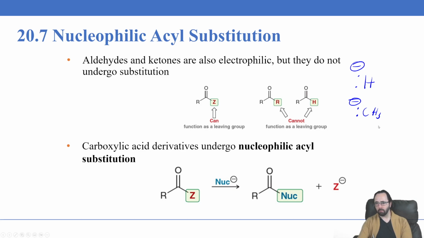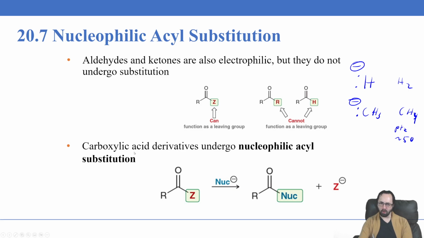And their conjugate acids, if we're talking about CH3 here, CH4 rather, its conjugate acid would have a pKa of around 50. Hugely not acidic, right? So this makes this a very strong base, very reactive. Same for hydrogen. Its conjugate acid would be H2, with a very huge pKa. This is hugely basic, highly reactive as well.